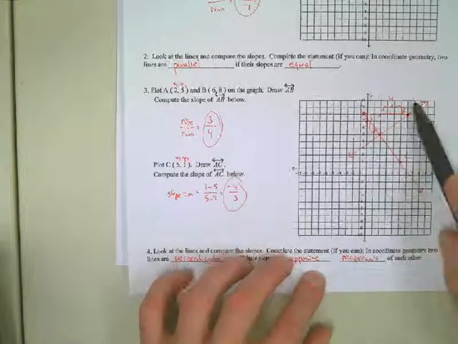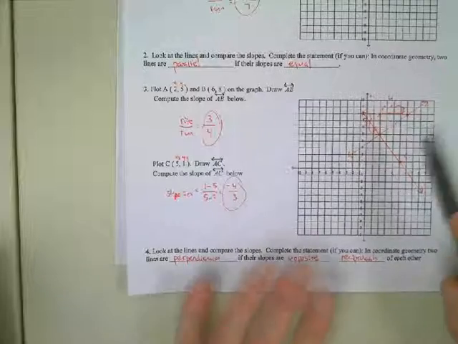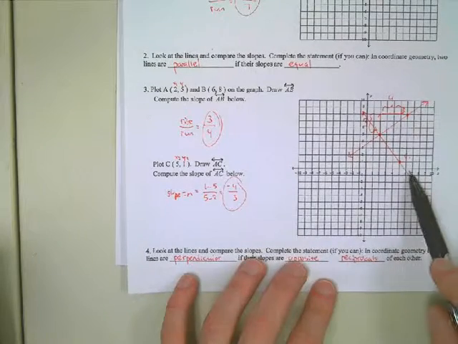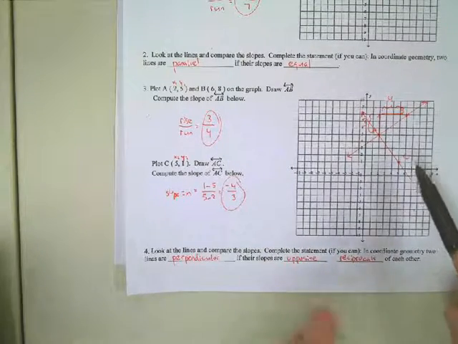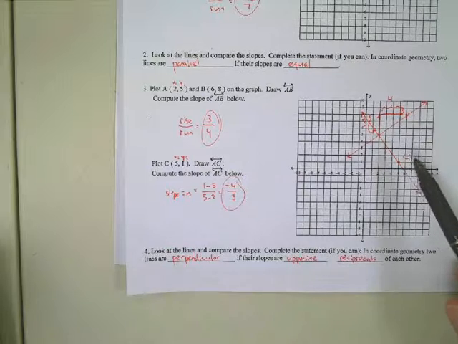Right, but they intersect in a special kind of way. What kind of angle are they creating when these 2 lines intersect? A right angle, 90-degree angle. That's right, okay? That means these 2 lines are perpendicular, all right?